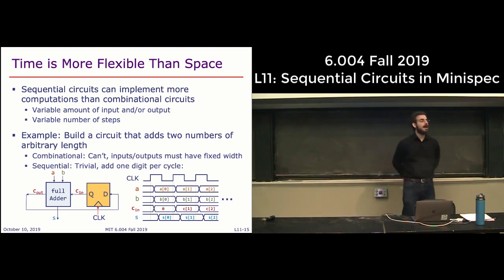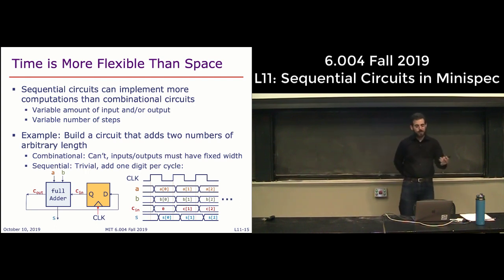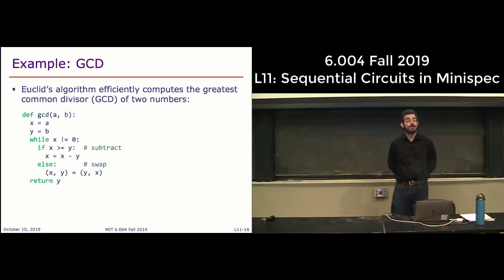You want to add 16-bit numbers? Just do it over 16 cycles. You want to add 1 billion digit numbers? Just give it a billion cycles. Any questions? Great. So you can trade space for time, and if you have variable inputs and outputs, you can actually solve problems that we couldn't solve before.